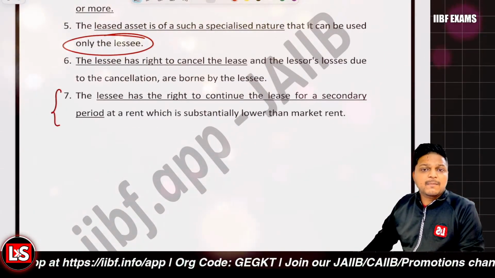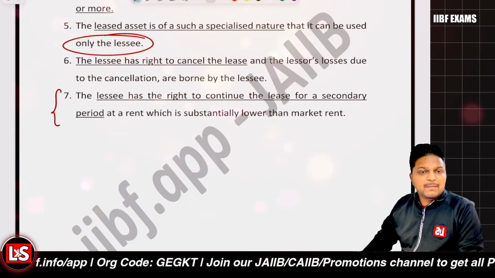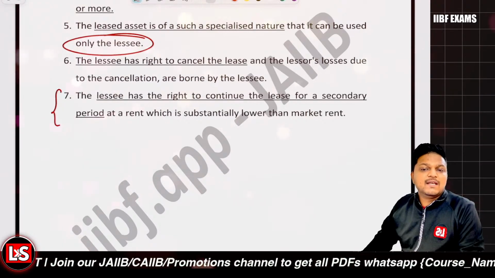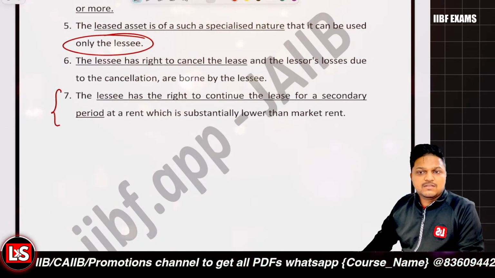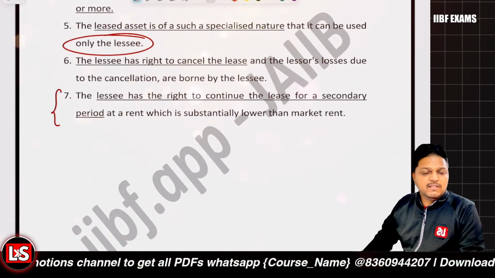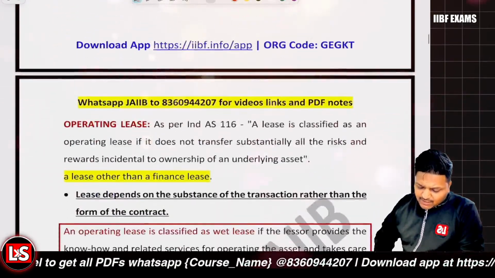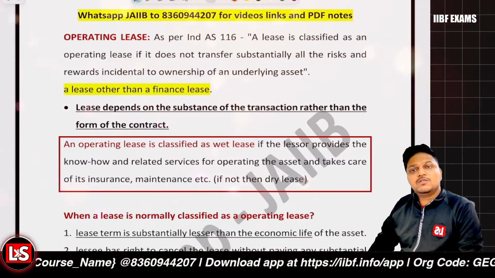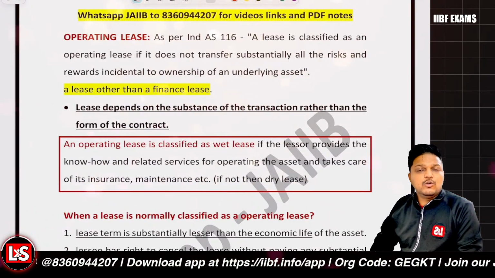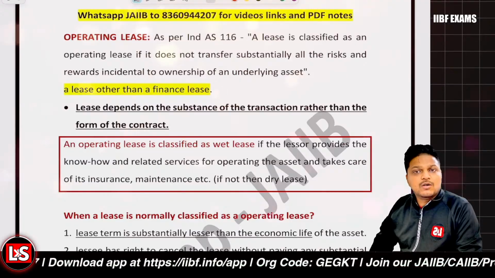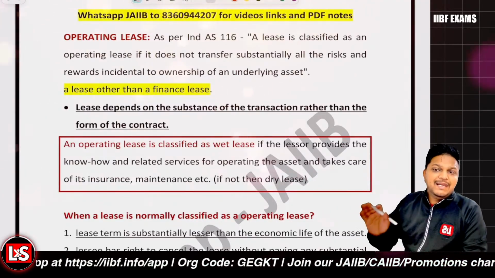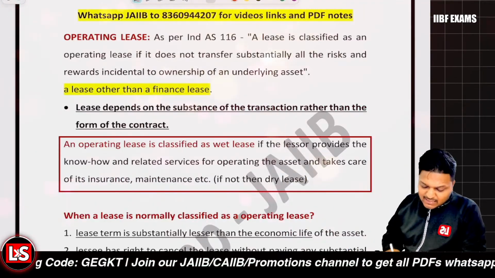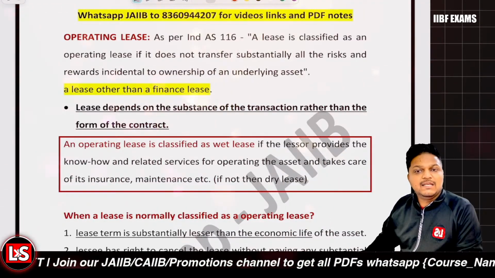So if any of these points are true, then we say such lease is a finance lease. Clear with it? Further, the other type is the operating lease. If the lease is not going to transfer all the substantial risks and rewards incidental to the ownership to the lessee, then it is said to be an operating lease. So simply, a lease other than the finance lease is an operating lease.